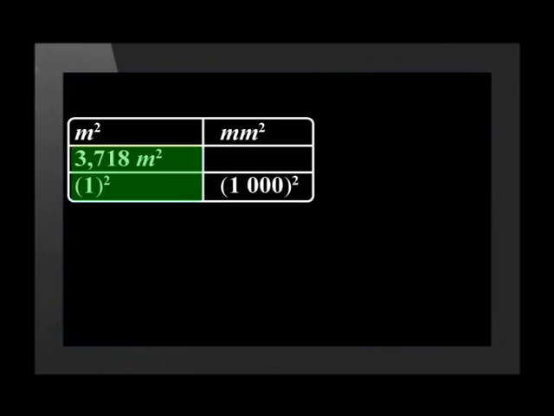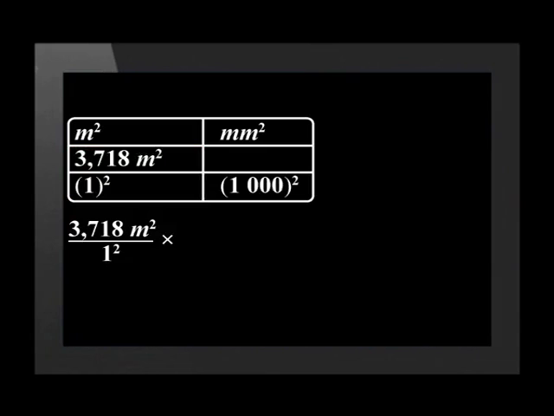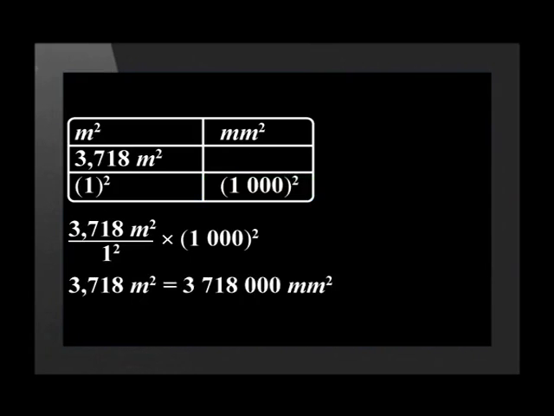To find the answer, divide the values in the same column. The top value is divided by the bottom value. Once you have this answer, multiply by the rest of the conversion factor. We divide 3,718 meters squared by 1 squared and multiply the answer by 1000 squared. The answer is 3,718,000,000 millimeters squared.